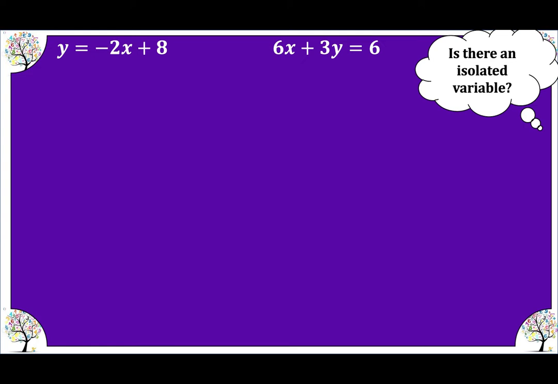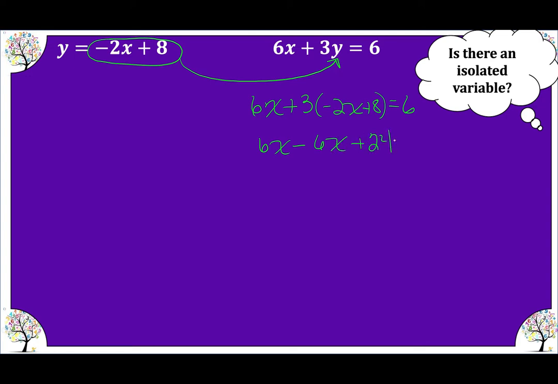Here's our next system. We do have an isolated variable. This time we have y equals negative 2x plus 8. So we're going to substitute and replace the y with negative 2x plus 8. Again, we will need to use parentheses. Distribute the 3, we get negative 6x plus 24 equals 6. We're going to combine like terms. So 6x minus 6x is 0, so we simply have 24 equals 6.